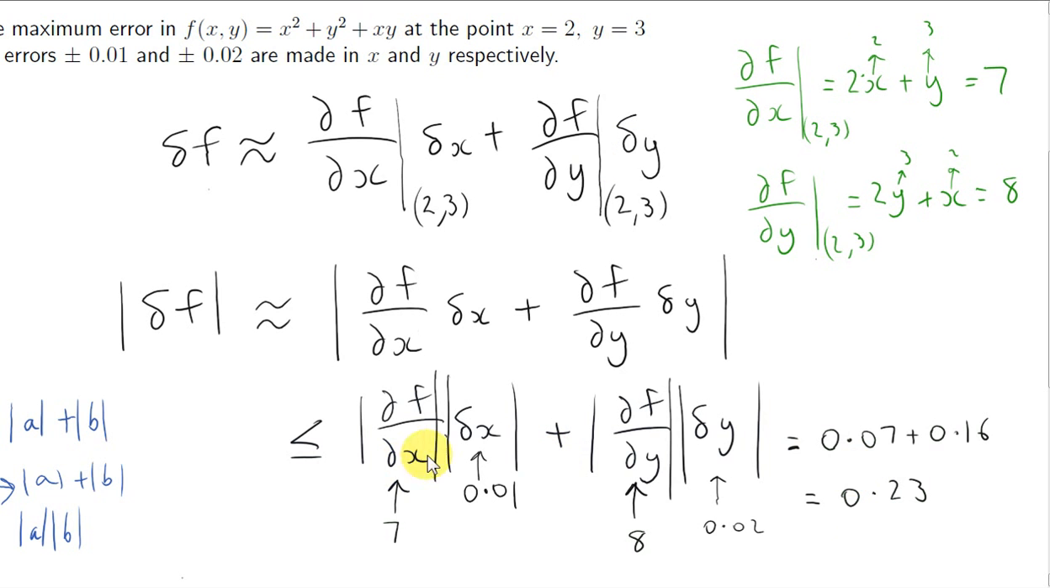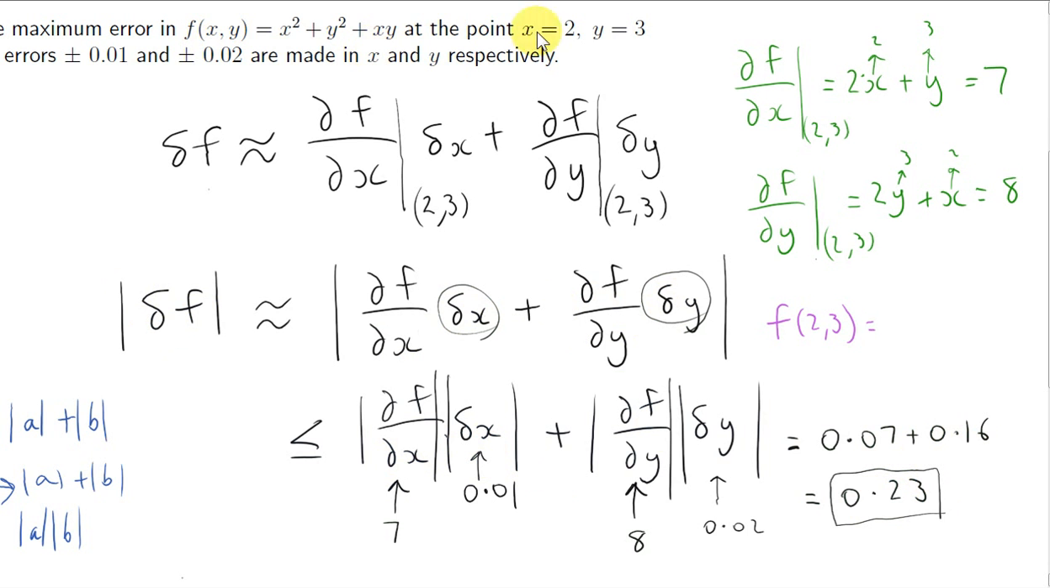So calculating this, we get 0.07 plus 0.16, so that's 0.23. So this is the magnitude of the maximum change in f, I should say, is 0.23. That's given that we have the maximum values for the change in x and the change in y here. Well, the maximum values for the magnitudes of these quantities.